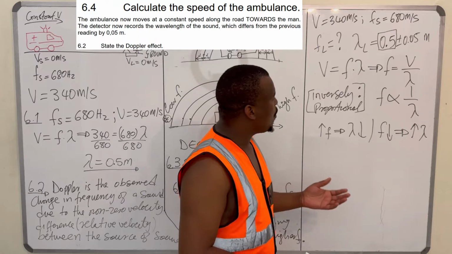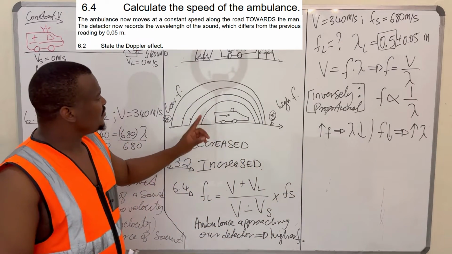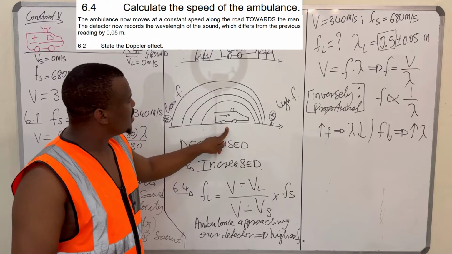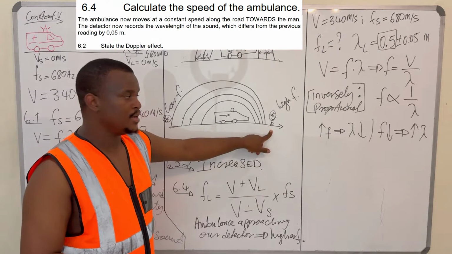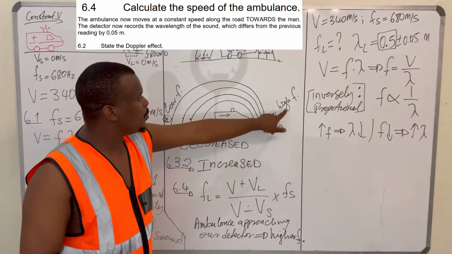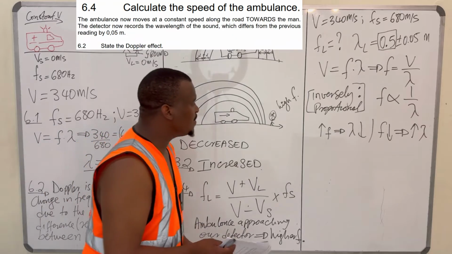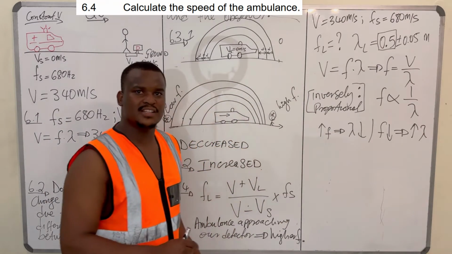So in our case, we said that if the ambulance approaches the guy, we'll observe a higher frequency. If our ambulance is approaching this guy and the detector, we'll observe a higher frequency. Which means that if we observe a higher frequency, the wavelength has to decrease.